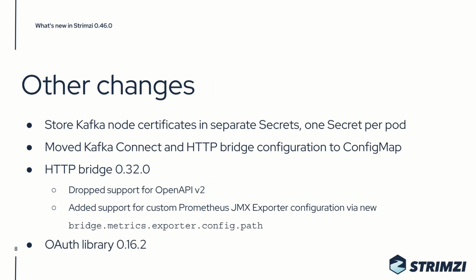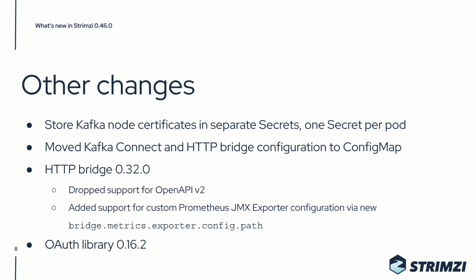There were some other changes. Another one is about having the Kafka node certificates no longer in just one big secret, but in separate secrets, one secret per pod. We also moved the Kafka Connect and HTTP bridge configuration to use a config map, one for each of them, so no env vars anymore and less scripting for starting them. And we also upgraded the HTTP bridge to 0.32.